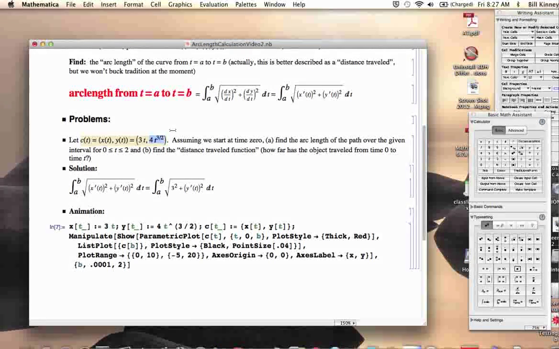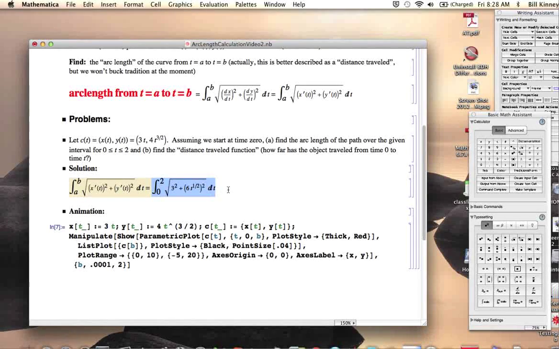Differentiate that, you're going to bring down the 3/2. The 4 will cancel with a 2 to leave ultimately here a 3 times 2 is 6. And we'll have t to the 1/2 power. 6t to the 1/2 power is the derivative of that. And the interval here in part A is from 0 to 2. So the limits of the integral are going to be from 0 to 2.